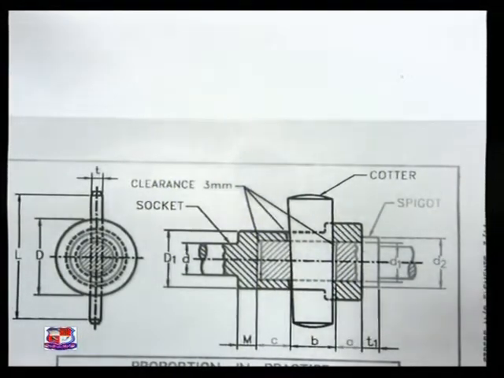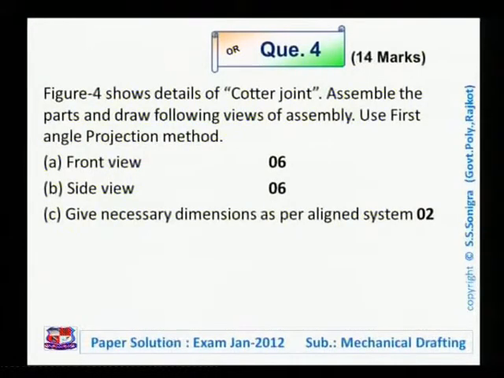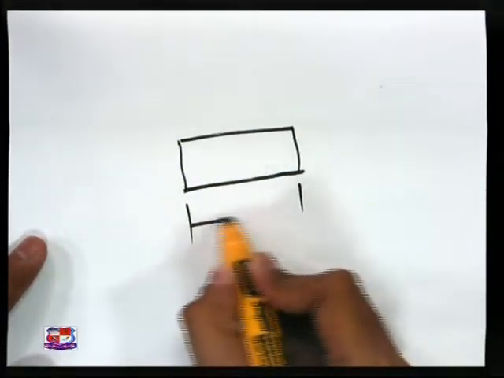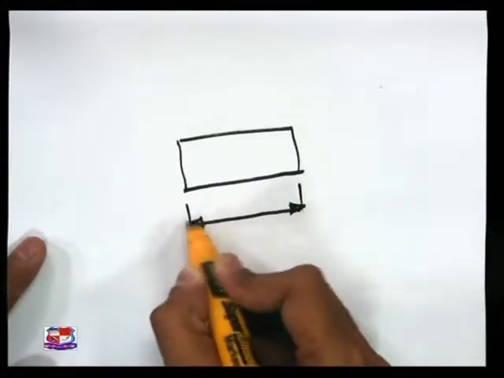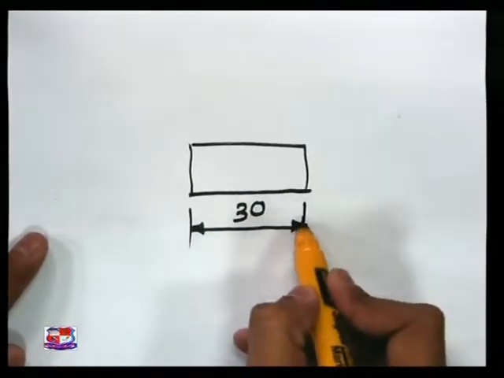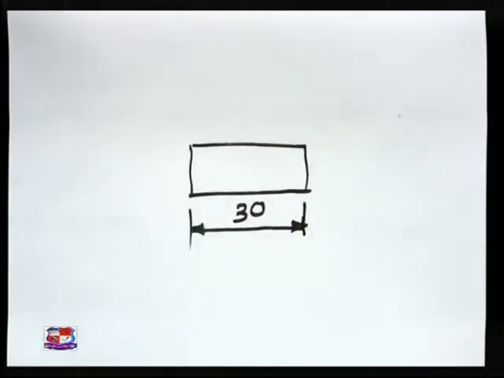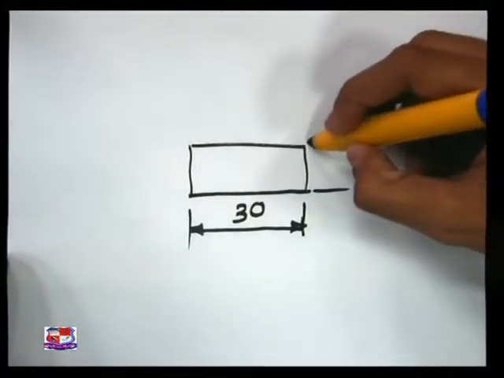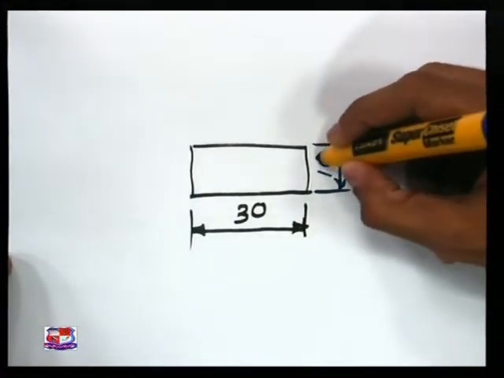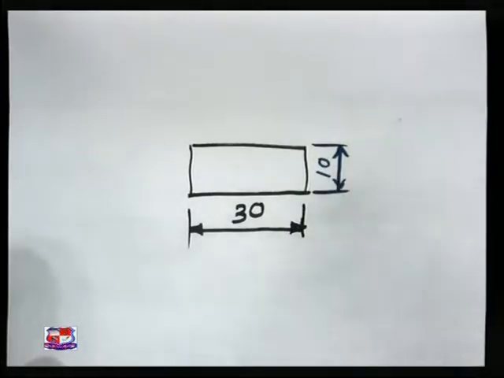In the aligned system of dimensioning, you have to insert dimensions aligned like this. If you need to insert the dimension, you insert it like this, which is shown over here. Suppose this is a component. In the aligned system of dimensioning, the dimension should be inserted like this. Suppose this is 30, you write 30 at the middle of this line, above this line. If you want to insert this vertical dimension, you have to draw a line like this and write, suppose this is 10, write 10 like this. This is the aligned system of dimensioning.